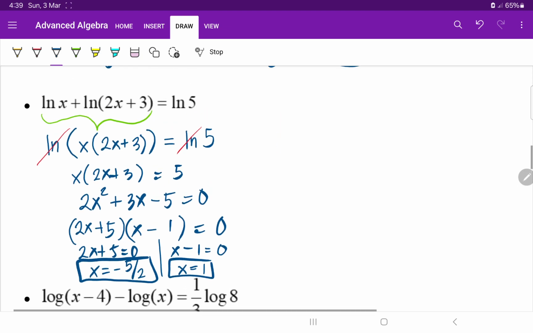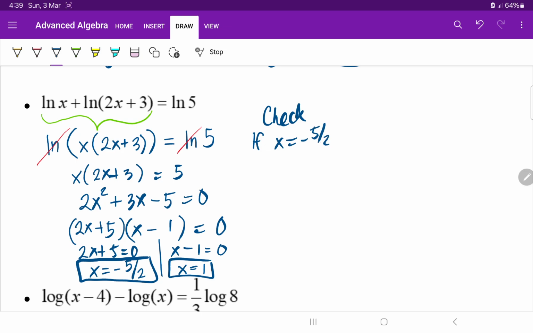Then of course, do not forget to check your answer. Plug in x equals negative 5 halves into our original equation, and check if it gives a true statement or true equation. If we get a false statement, then this will not be part of our solution. So let's try that.